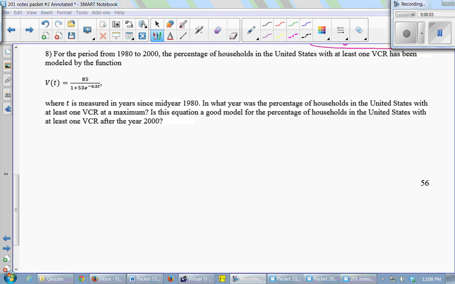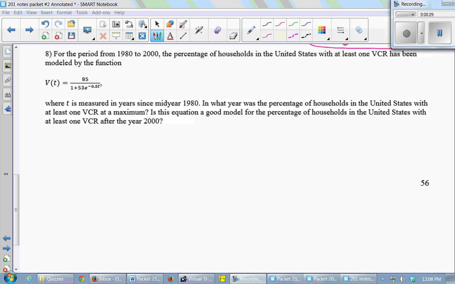For the period from 1980 to 2000, the percentage of households in the United States with at least one VCR has been modeled by the function V of t, where V of t is 85 over 1 plus 53 e to the negative 0.5 t. So we're measuring t in years since 1980. In what year was the percentage of households in the United States with at least one VCR at a maximum?